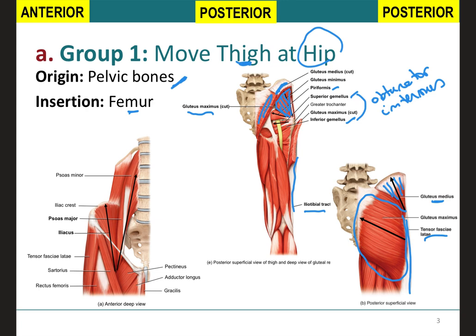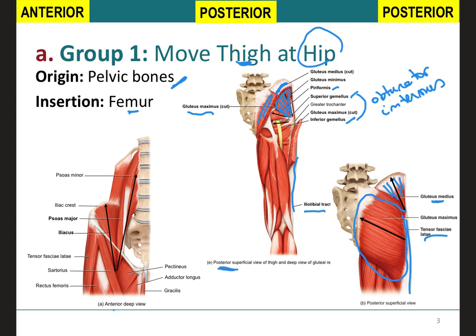The way that I remember that the obturator internus is between the superior gemellus and the inferior gemellus is by saying that Mr. superior gemellus and Mrs. inferior gemellus are having internal issues, and therefore the obturator internus is between Mr. and Mrs. gemellus. And because all these muscles that we talked about are in the gluteal region, this is a posterior view.